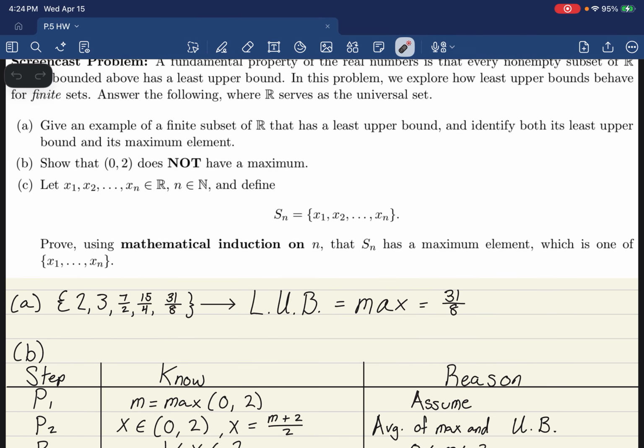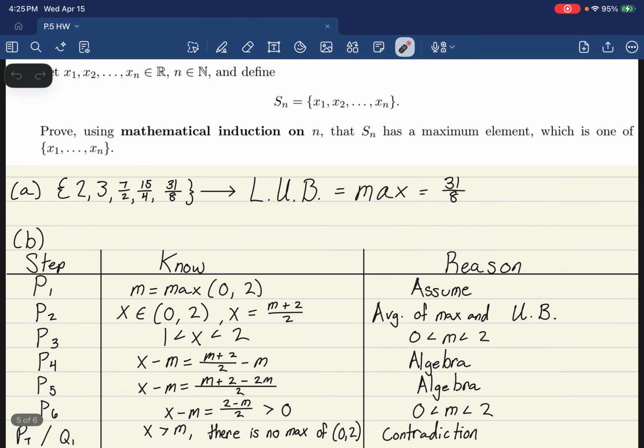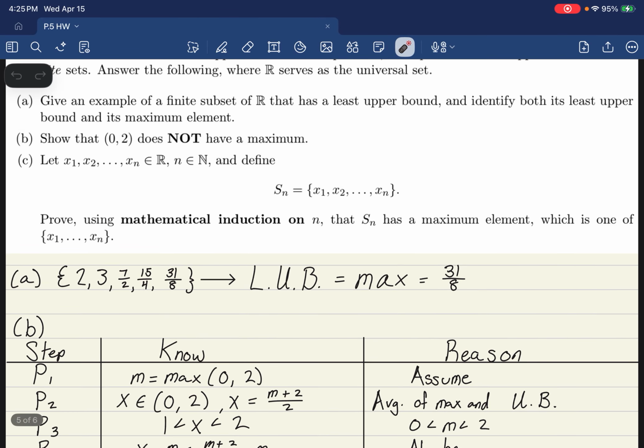I just made an arbitrary little finite set here: 2, 3, 7/2, 15/4, 31/8. And in this case, the least upper bound equals the maximum, which equals 31/8. The second question says, show that the open interval from 0 to 2 does not have a maximum.